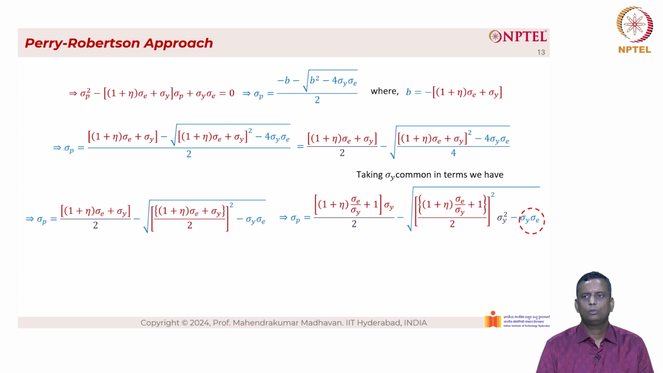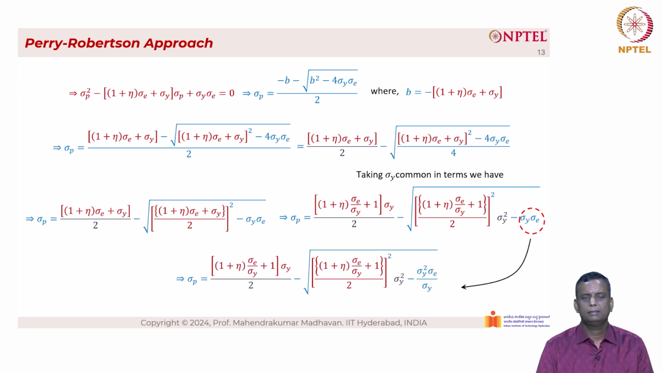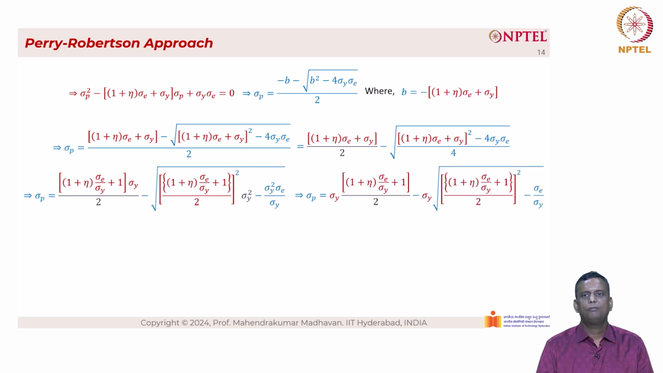The term inside the root of the bracket can be further simplified by multiplying by σ_y and dividing by σ_y, for making things much easier. We have σ_P equal to [(1 + η)σ_E/σ_y + 1]σ_y/2 minus the root of [((1 + η)σ_E/σ_y + 1)/2] the whole square into σ_y² minus σ_y² into σ_E/σ_y. On further simplification, we take the σ_y outside, so the equation looks the one as you can see from the right side.